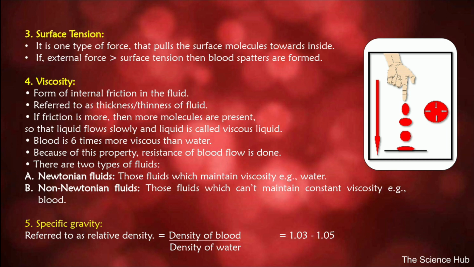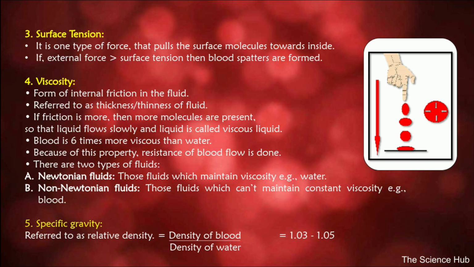Fourth physical property is viscosity. It is the measure of the internal friction in a fluid. It is referred to as the thickness and thinness of fluid. If more molecules are present in a liquid, then there will be more friction, and the liquid will flow slowly, and thus the liquid will be called a viscous liquid.